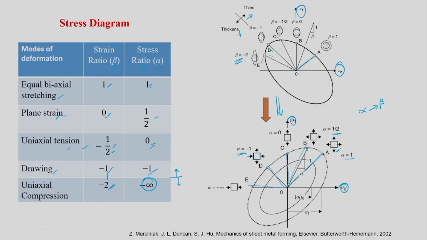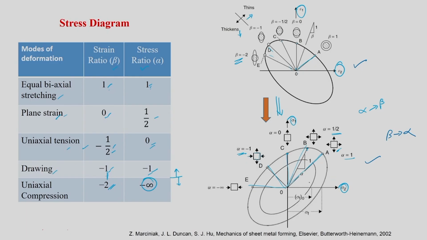Okay, so we'll continue our discussion where we stopped the previous class. So we developed a stress diagram from the beta plot. So we have to convert this diagram to this diagram, and you know how to convert beta to alpha. Okay, and finally we get OA, OB, OC, OD and OE in terms of stress diagram.